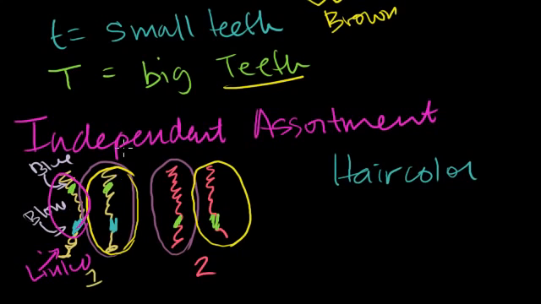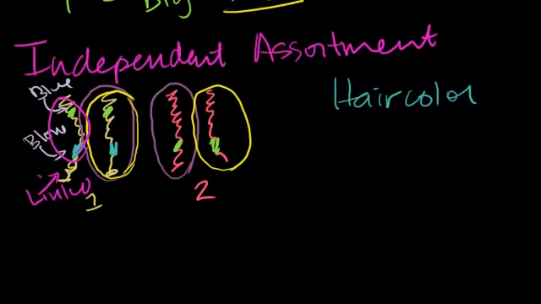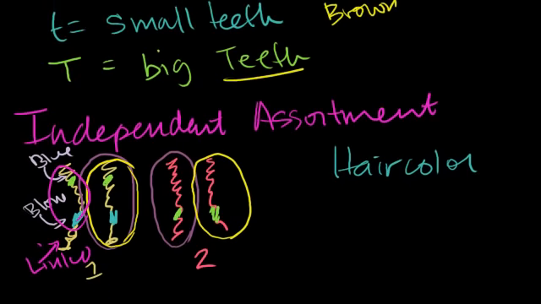But let's assume that we're talking about traits that assort independently, and we cross two hybrids. This is called a dihybrid cross. Very fancy word, but it gives you an idea of the power of the Punnett square.